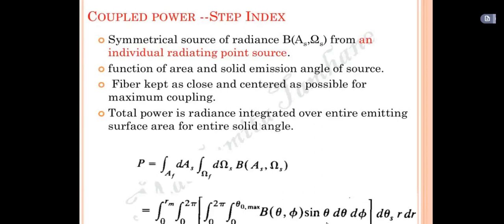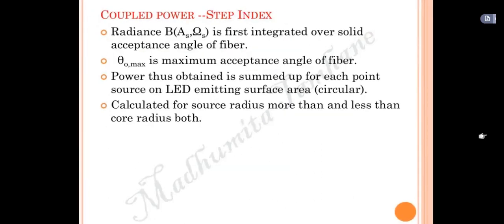How do we get that total power? We can get that by integrating over all the parameters. This is an area, that is the reason we are doing a double integration. Inside we are integrating with theta and phi, outside with theta_s and r. Clear? So that is how we have converted it, and whatever values are given, we can substitute and find its power.